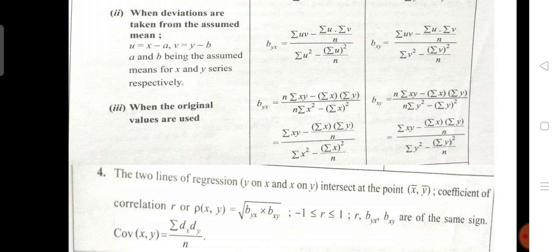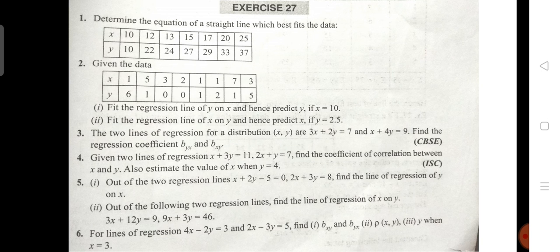This is a summary of this chapter, and then the exercises. In the first, you have to determine the straight line for the given points: draw the points, the curve, and then d1, d2, and so on. Next, for the given data, you have to find the regression coefficients byx and bxy. In the third question, the lines are given, so substitute in the equations for byx and bxy the given values and you will get the answer.